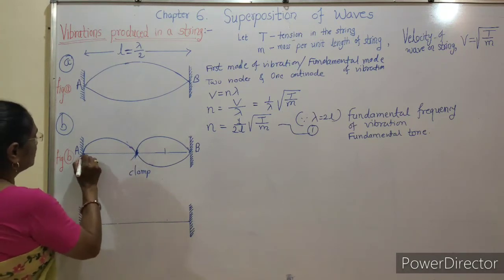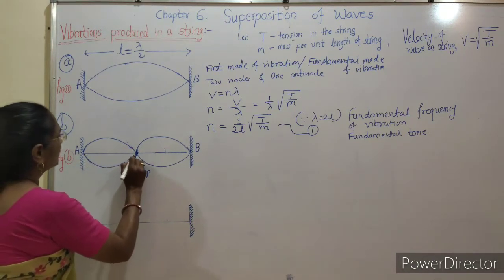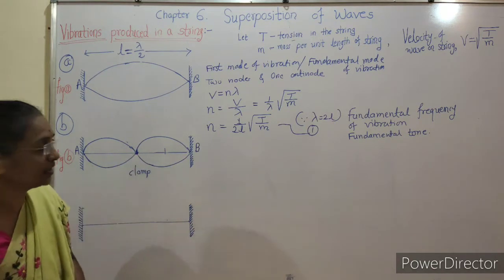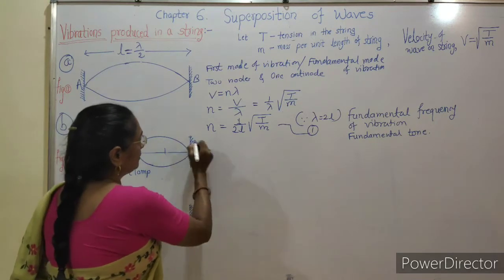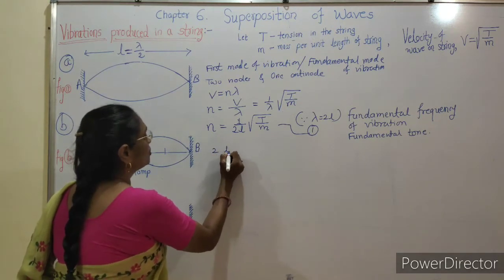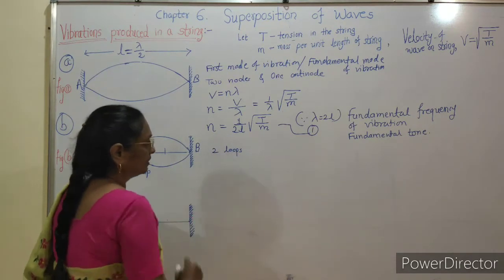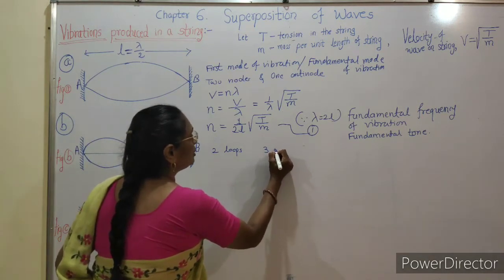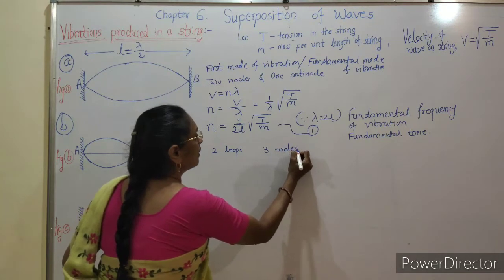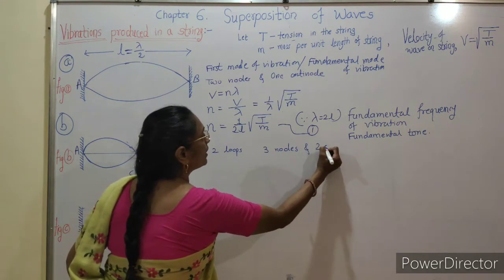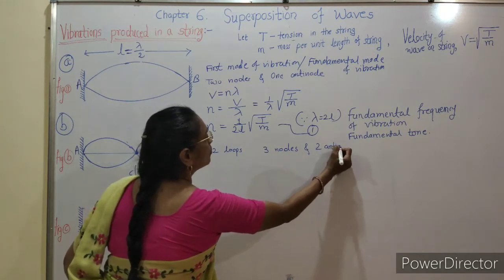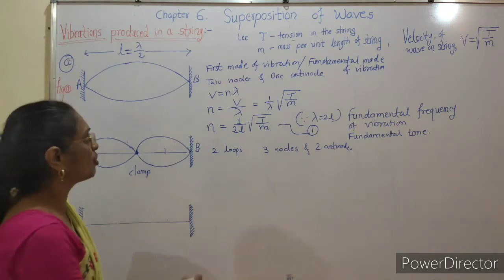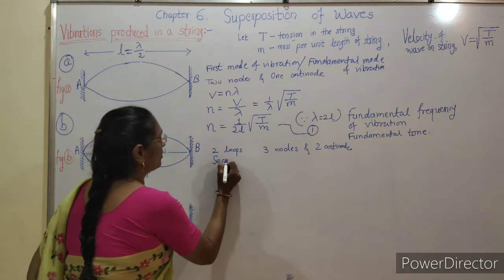Such disturbance produces a stationary wave consisting of two loops. Here in the discussion, there are two loops, and those are formed between three nodes, and two antinodes are in between the nodes. This mode of vibration is called the second mode of vibration.